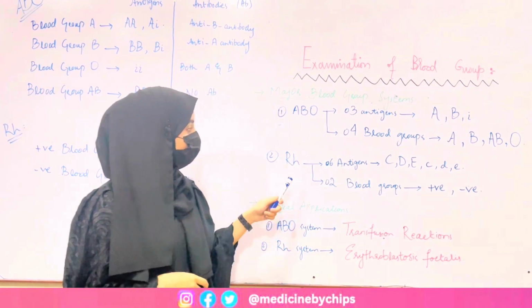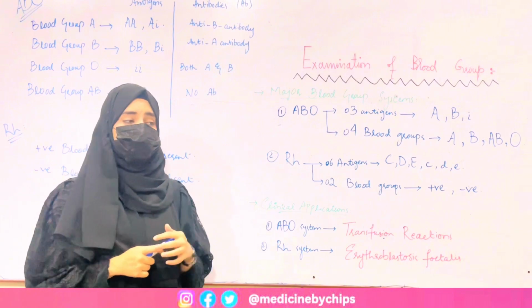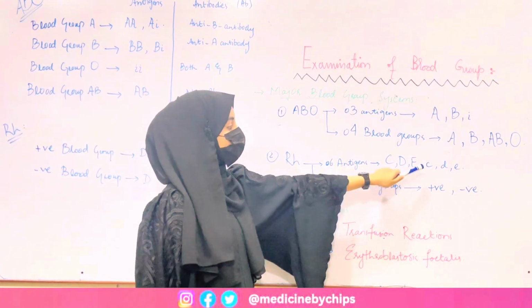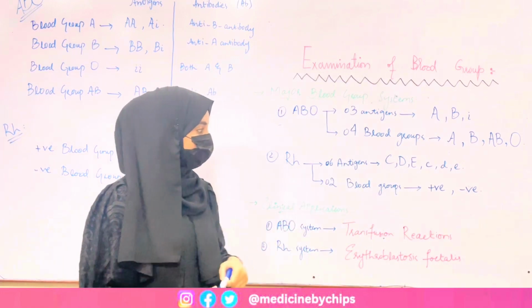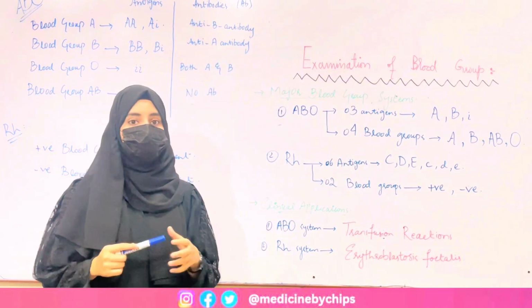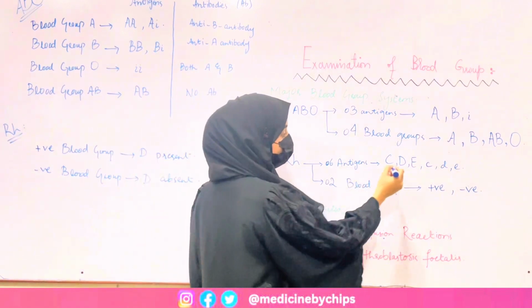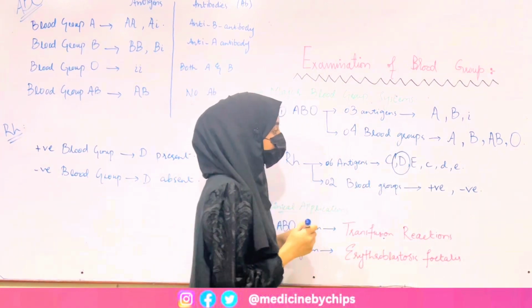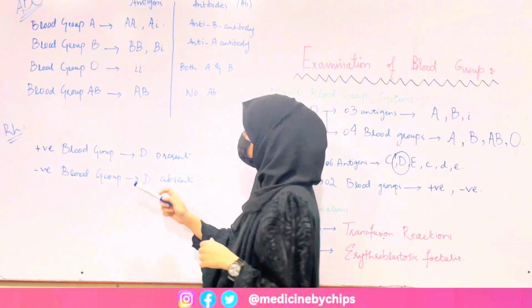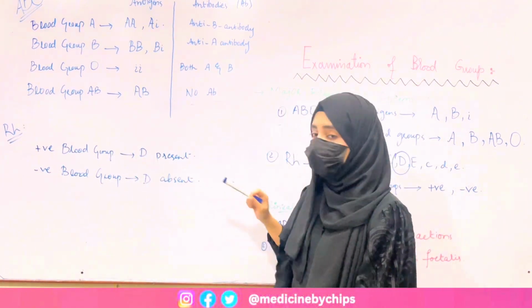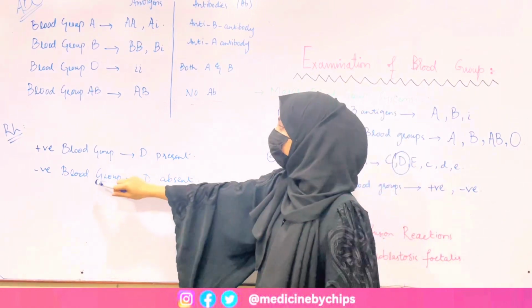Next up, we have the RH system. The RH system is basically composed of 6 antigens, capital CDE and small cde. These antigens basically determine whether the blood group is positive or negative. To our concern, the most important antigen is D, since the presence of D antigen makes your blood group positive, whereas the absence of capital D antigen makes your blood group negative.